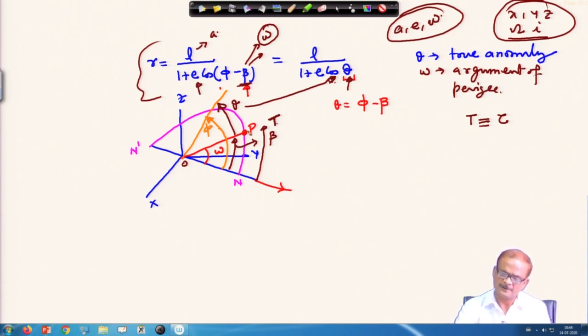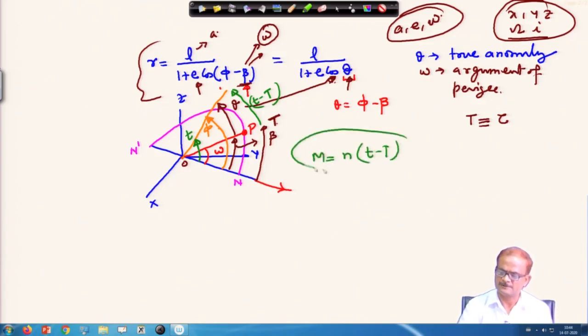So, time of perigee passage, and from there, the time taken to this place, let me use another color, this we write as t. So, you can see that from here to here, the time is t minus capital T. This t minus capital T is directly related to your mean anomaly by this equation.